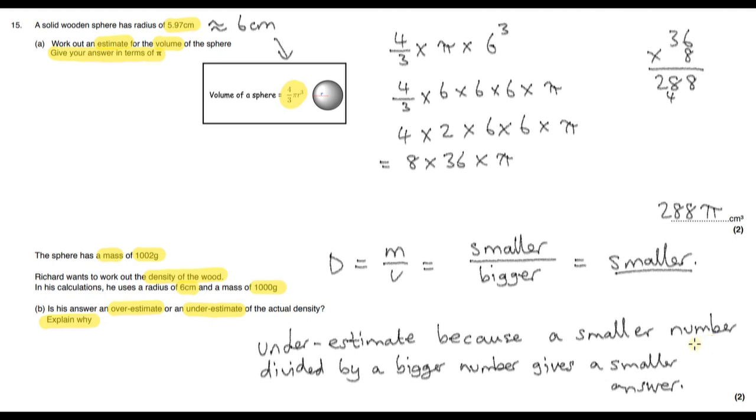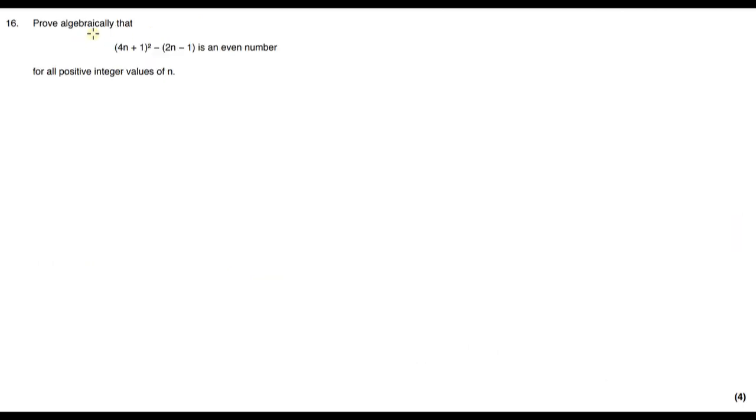Okay, let's move on to question 16. Question 16. Prove algebraically that (4n plus 1) squared minus (2n minus 1) is an even number for all positive integer values of n. So we've got this expression here. Now the first thing I'm going to do is just simplify this. So first of all, let's focus on this part here.